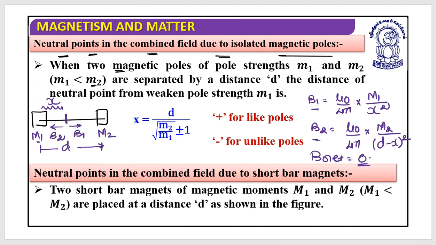I hope this is clear. Yes, so this is the case. Let's suppose when I have derived it, I am having this. x is equal to d divided by root of m2 by m1 plus minus 1.